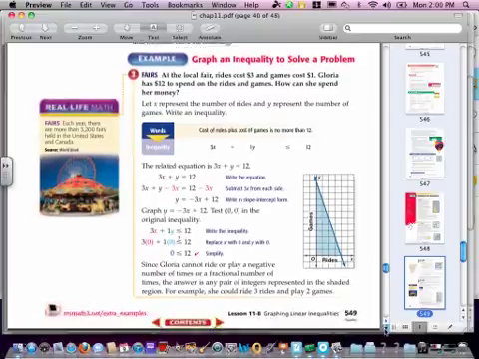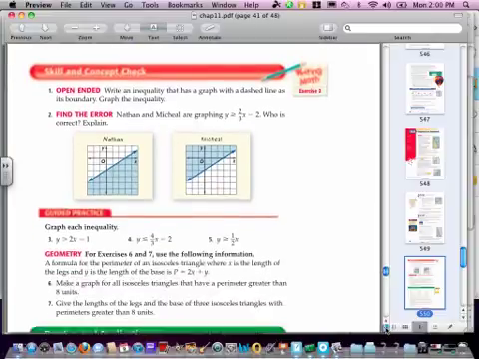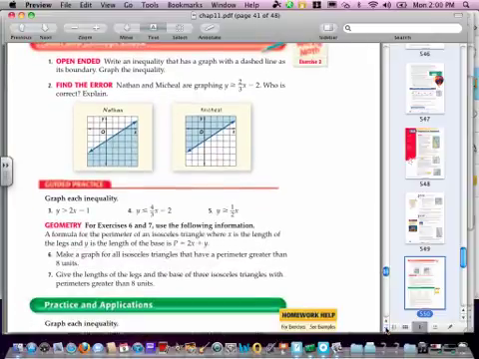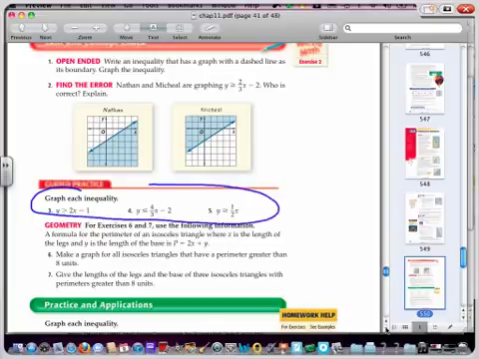All right, they don't have any example problems for you to do there, so I do want you to do some. So I'd like you to graph these right here. So why don't you graph those inequalities and then show them to me, just to make sure that you know what you're doing.